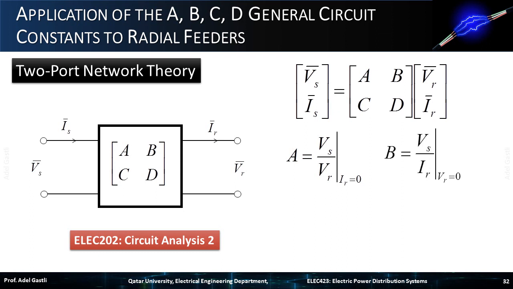B is determined as the ratio Vs over IR when Vr equals 0, so, constant B is equivalent to an impedance and its unit is ohms. C is determined as the ratio Is over Vr, when IR equals 0, so, constant C is equivalent to an admittance, and its unit is mho. Finally, D is determined as the ratio Is over IR, when Vr equals 0, so, constant D has no unit.